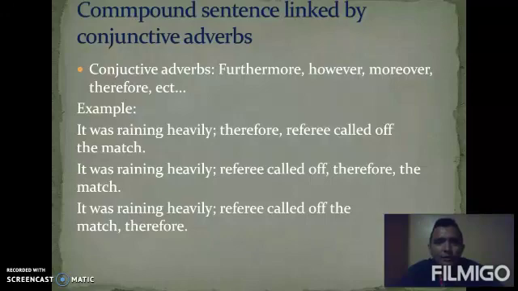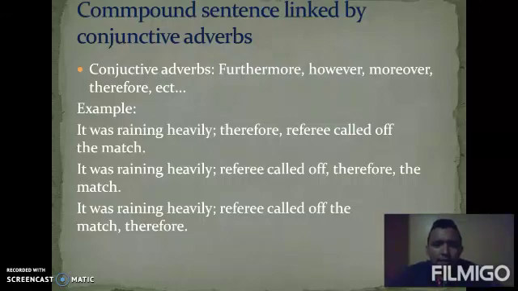And now we have the compound sentence linked by a conjunctive adverb. What is a conjunctive adverb? A conjunctive adverb is an adverb that acts like a conjunction, linking two clauses, and some can be furthermore, however, moreover, therefore, etc. There is an example here: it was raining heavily; therefore, the referee called off the match.